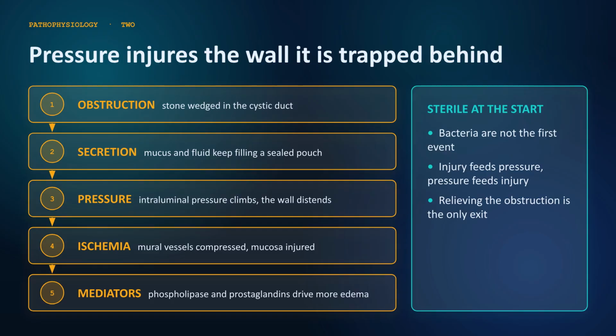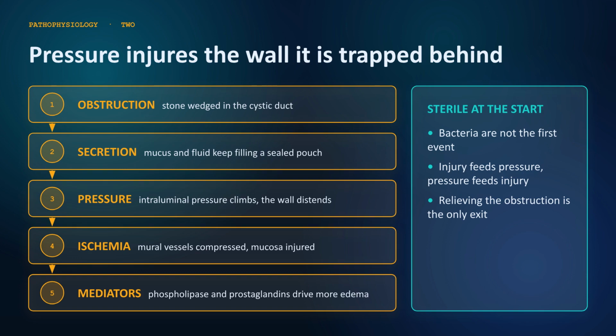Now the cascade. Step 1. The cystic duct is obstructed. Step 2. The mucosa keeps secreting mucus and fluid into a space that cannot drain. Step 3. Intraluminal pressure climbs and the gallbladder distends. Step 4. That pressure squeezes the small vessels in the wall, and the mucosa becomes ischemic. Step 5. Injured mucosa releases phospholipase and inflammatory mediators, including prostaglandins, which drive still more fluid secretion and wall edema. Notice the loop. Pressure causes injury, and injury causes more pressure.